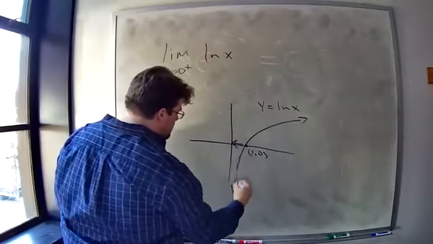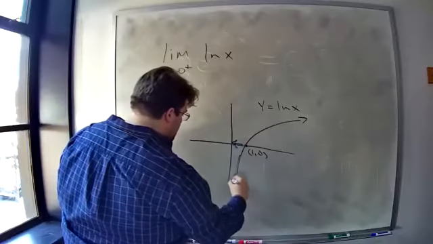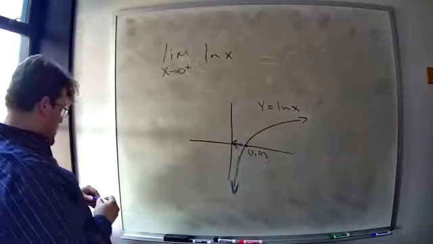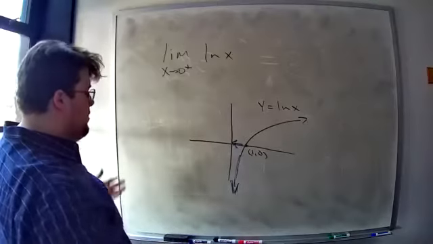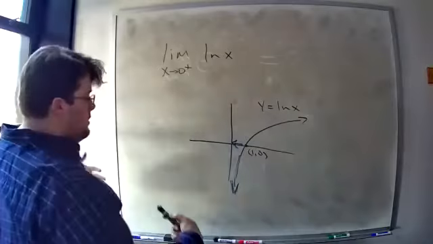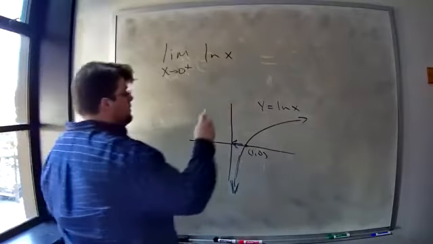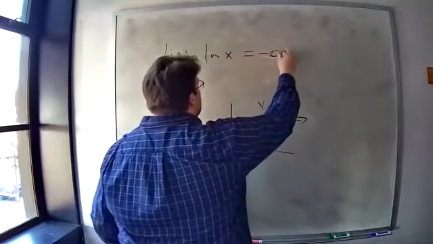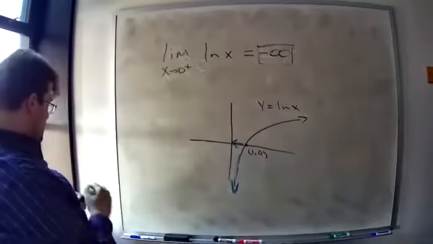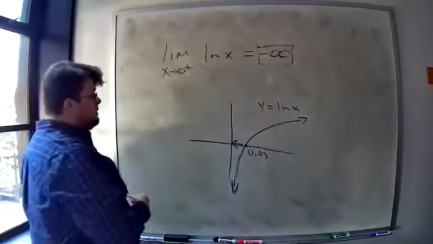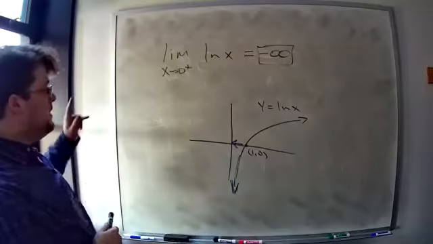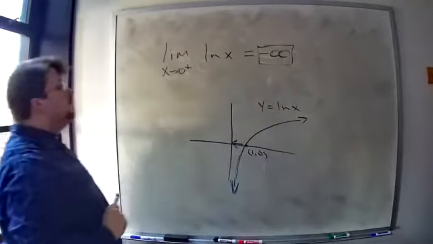Well, what does the function do? It does this. Keeps going down, and it'll keep going down. It goes down without bound, meaning it gets less than all negative numbers, less than all numbers. And when that happens, we say the limit is negative infinity. This function goes down, limit is negative infinity as x approaches 0 from the right.